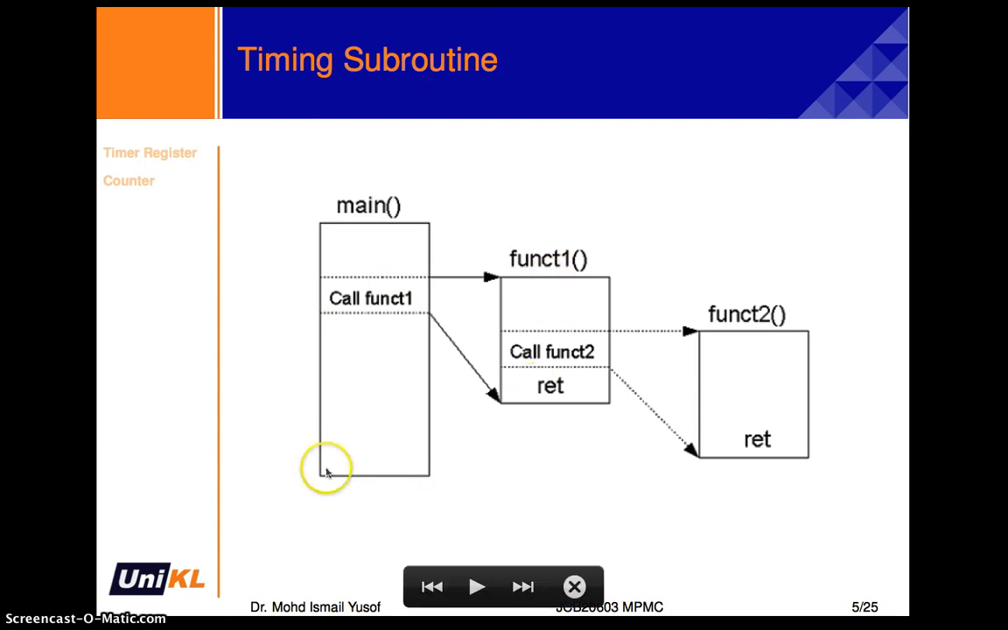This structure shows how the process looks. Whenever we have a main function, if it calls another function, it will go straight away to the respective function. And if the first function calls a second function, of course it will go to the second function.